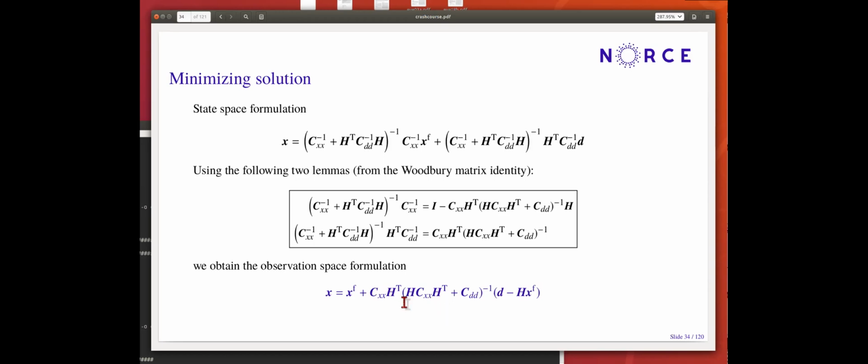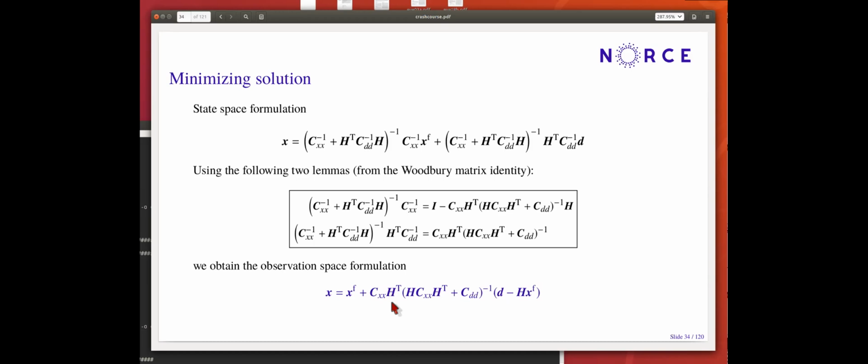It also means that if you look at this first part, this H transpose picks out columns of the covariance function. And the rest here is just a normalization. So what it means is that you add a number of columns of the covariance matrix to the prior to get the solution. And the number of these columns is equal to the number of measurements. So there's one such column for each measurement.